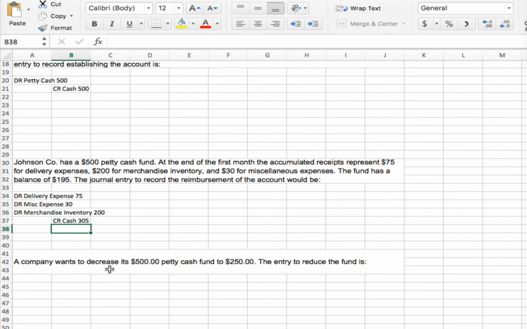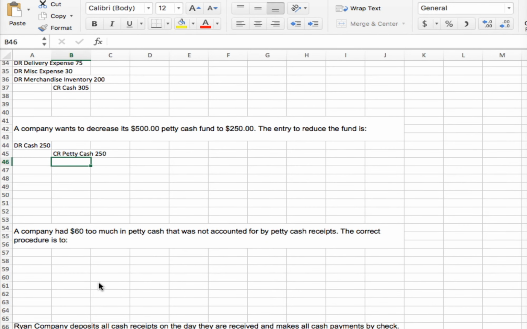Okay? So we're basically wanting to decrease by $250. So now instead of a debit to petty cash, I'm going to do a debit to cash of $250 and a credit to petty cash of $250, and that will reduce the amount that is being kept in petty cash.